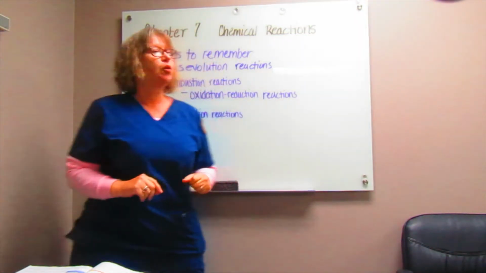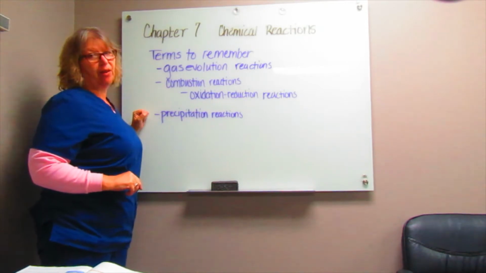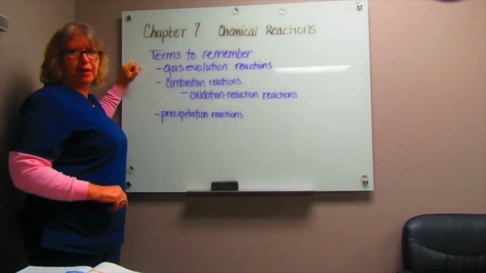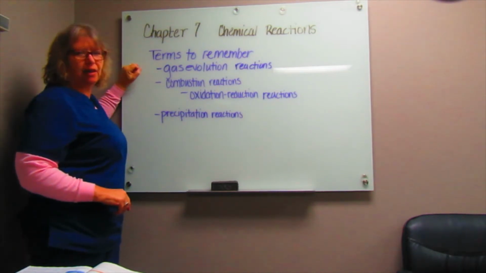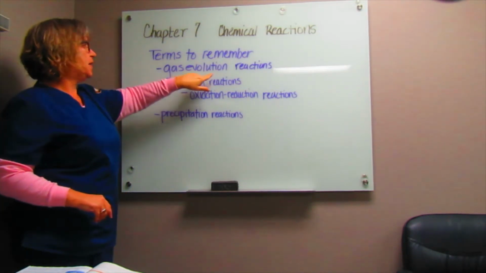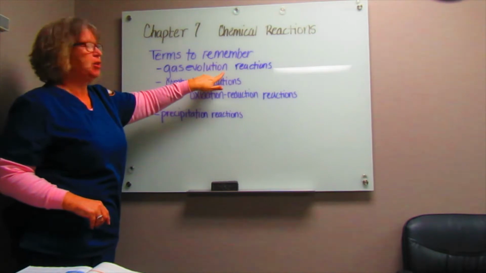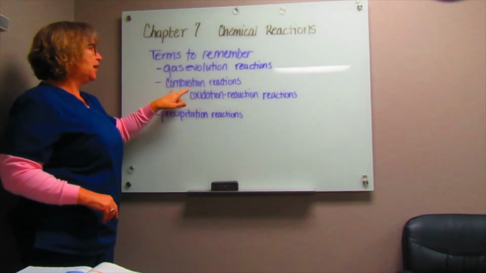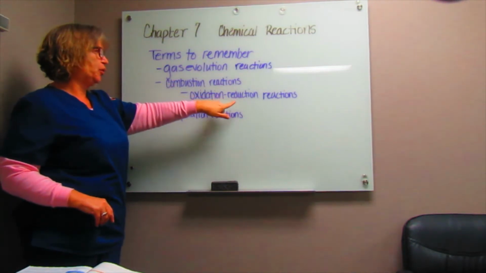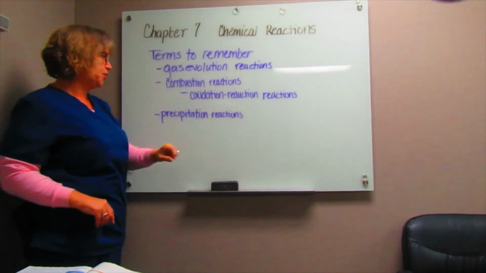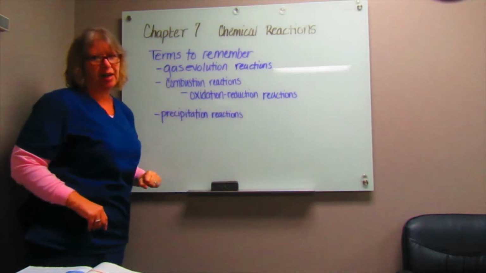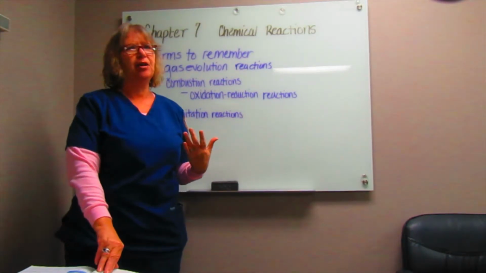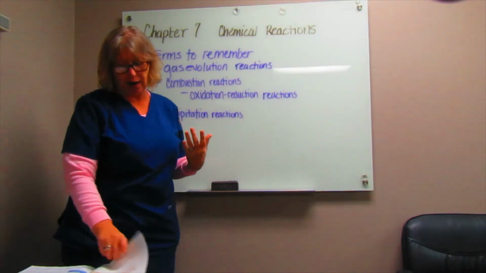And for today's video, we're going to be talking about Chapter 7, which is chemical reactions. Some of the terms that you need to pay attention to and be able to identify and define are the types of reactions that we're going to be talking about. So we have gas evolution reactions, combustion reactions, which include oxidation-reduction reactions, and precipitation reactions. We witness chemical reactions on a daily basis.